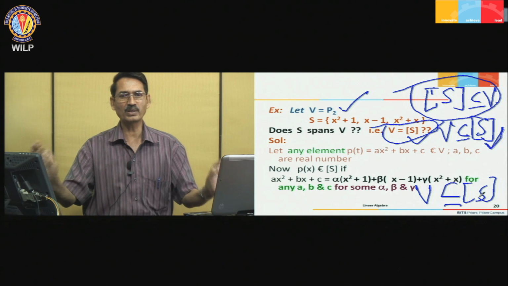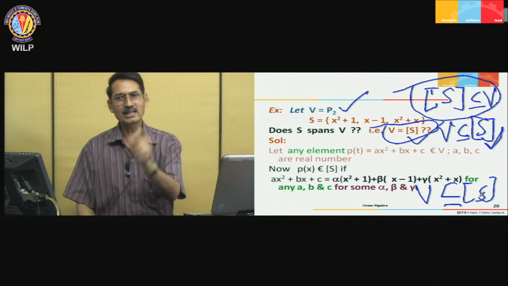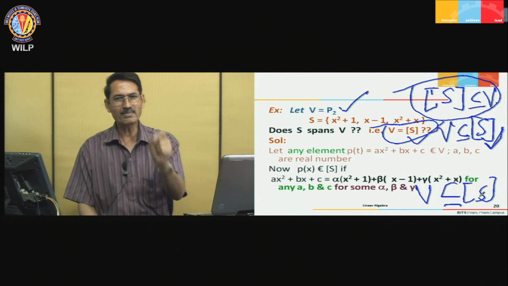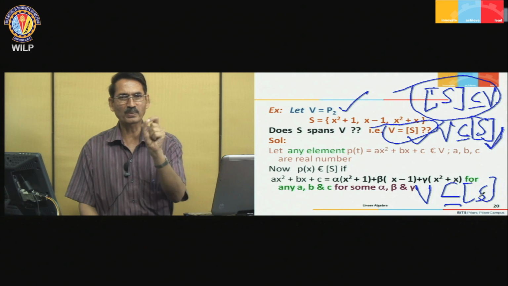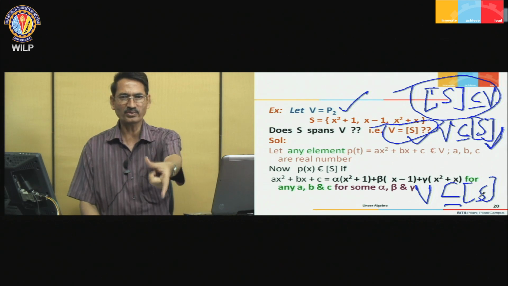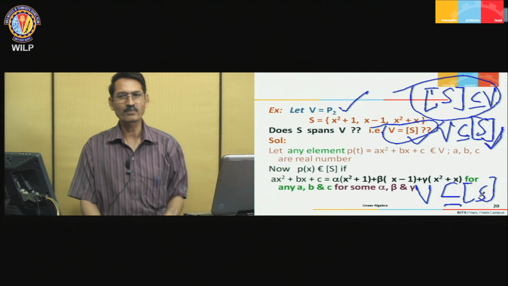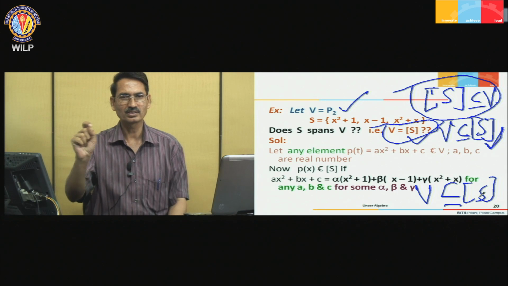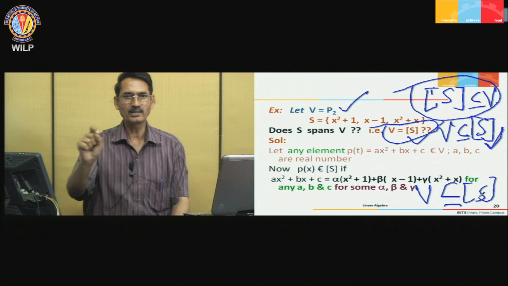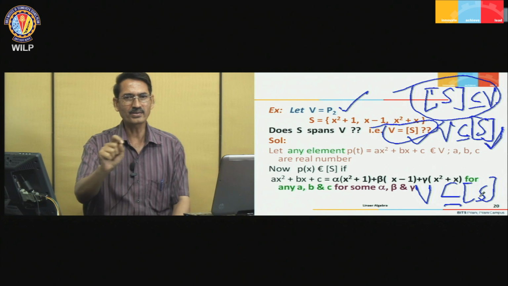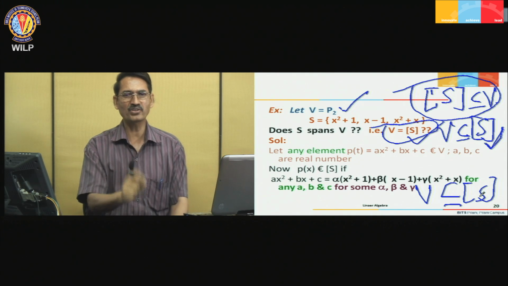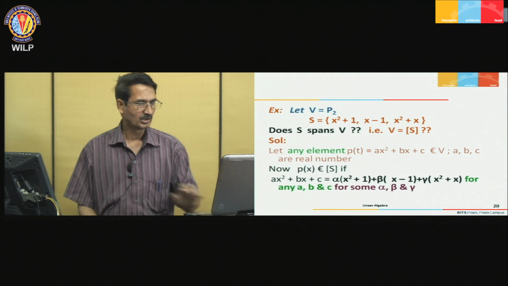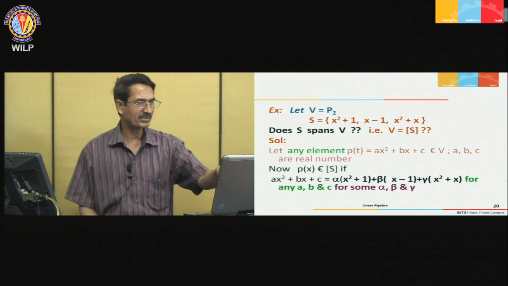V is a subset of span of S means every element of V is an element of span of S. Every element of V is an element of span of S means every element of the vector space must be expressed as a linear combination of the elements of S, that will imply that S spans V. Okay. So, what is the final conclusion? S spans V, sorry, not V spans S. S spans V means every element of V must be expressed as the linear combination of the elements of S. Simple. Fine. So, let us see this example whether S spans V or not.